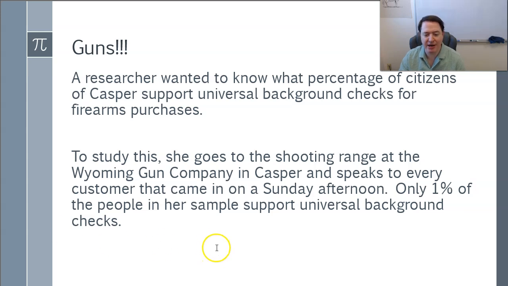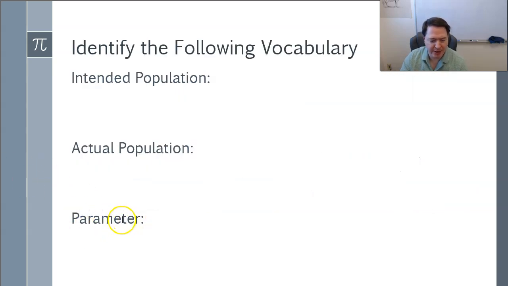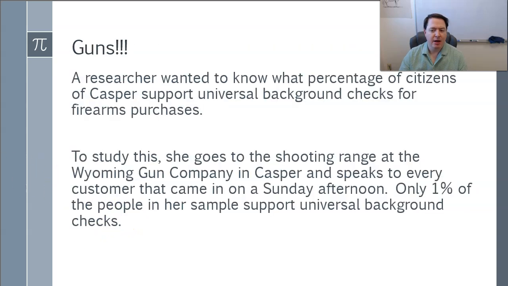All right, so now that we actually know for sure what that population is, now we can very clearly say, one, that's definitely not a census because there are people that still go to Wyoming Gun Company at the shooting range and didn't go that particular Sunday afternoon. Okay, so this is definitely not a census. And then what's our parameter? Okay, so this is this last thing.